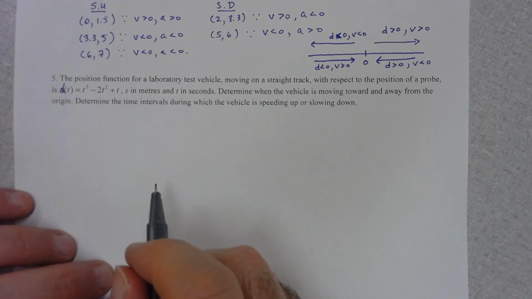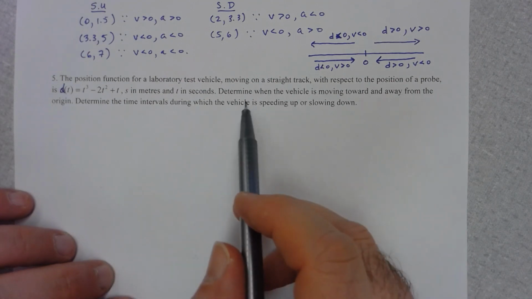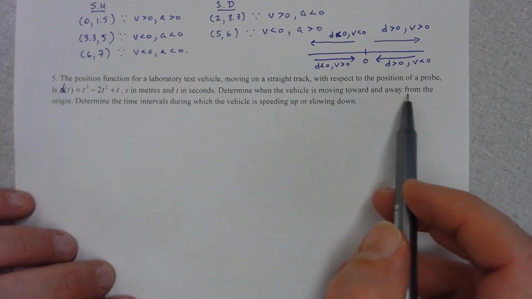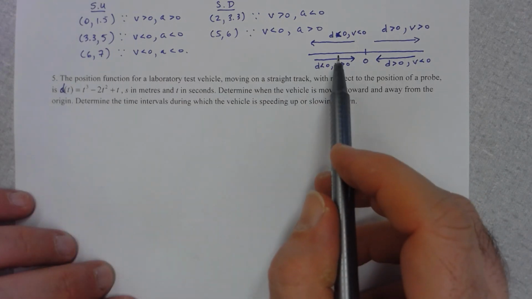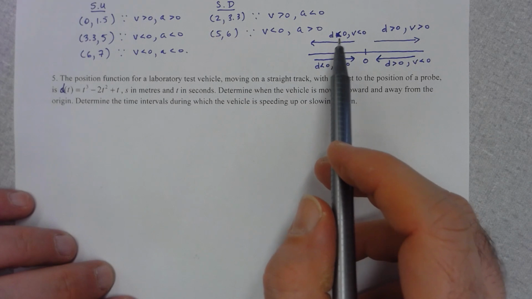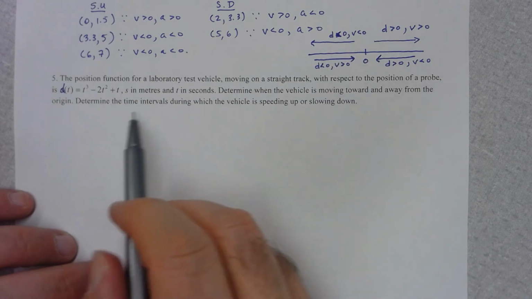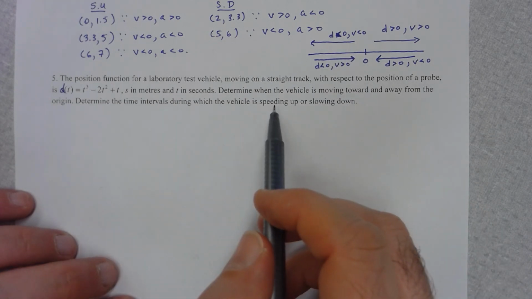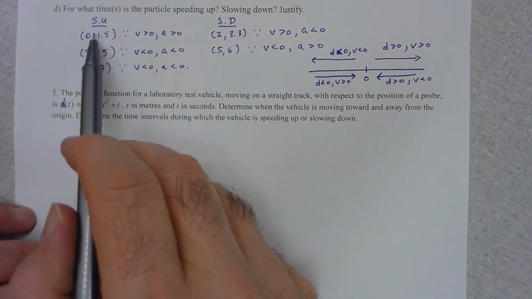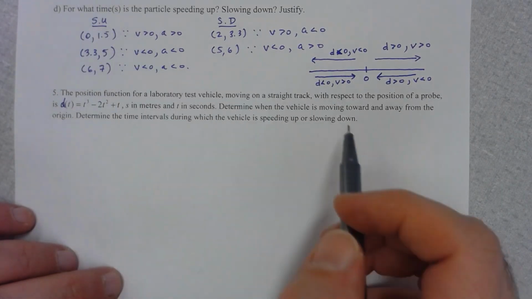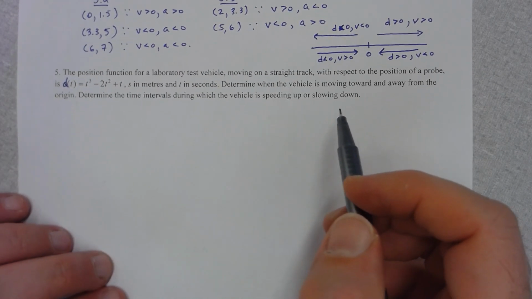All right. So it asks us to determine when the vehicle is moving toward and away from the origin. So now, as we've seen, that's going to involve working with position and velocity. And then the time intervals during which the vehicle is speeding up and slowing down. That's going to be doing what we did up here, using velocity and acceleration. So I'm going to show you a trick to doing this.